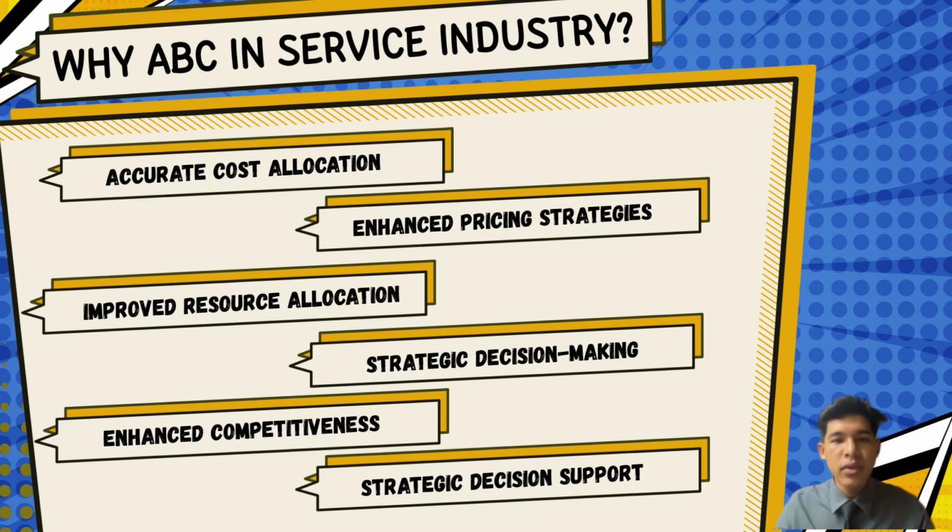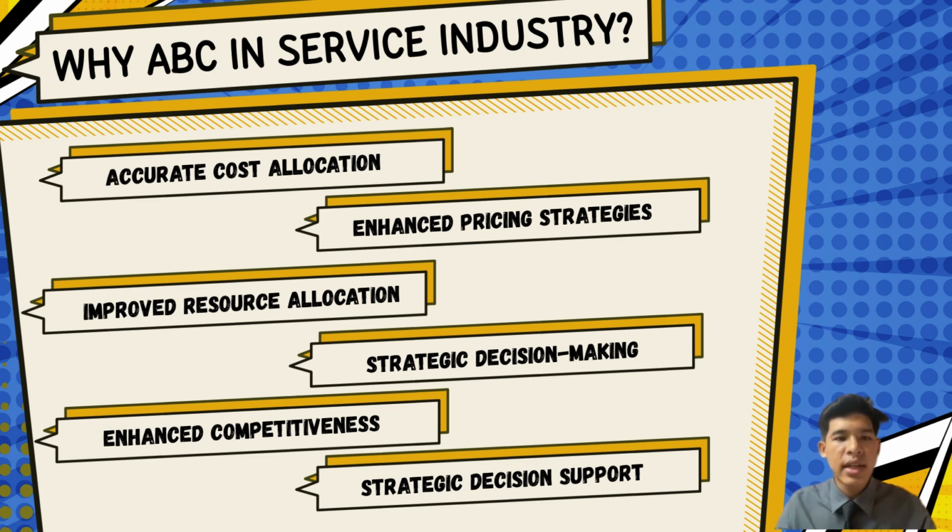Third is improved resource allocation. ABC shows which activities use the most time, money, or staff. This helps managers find where resources might be wasted and how to use them better. Fourth is strategic decision making. With detailed cost information, businesses can make smarter choices, whether it's expanding a service, outsourcing, or investing in new technology. ABC helps guide these big decisions.